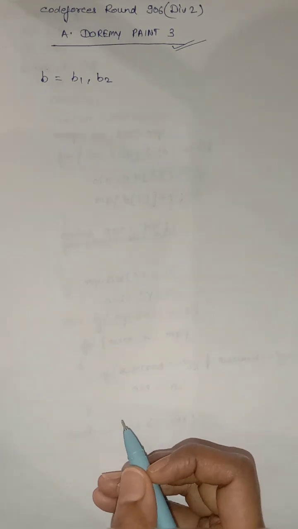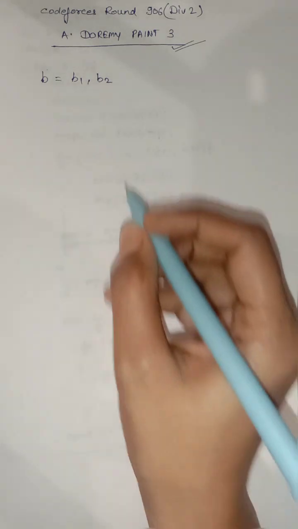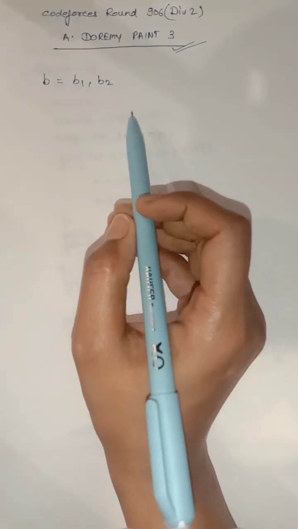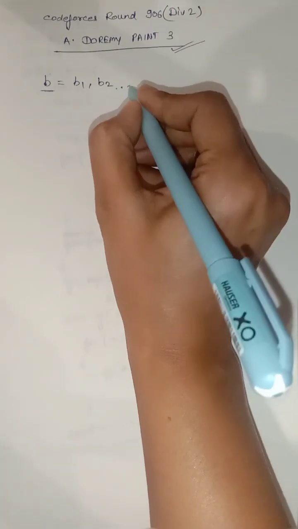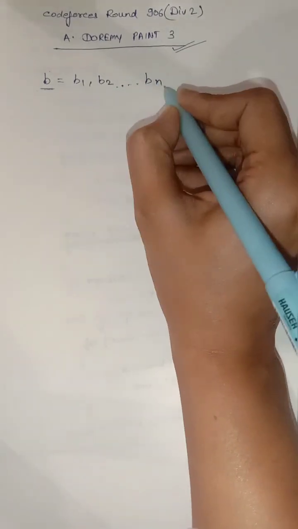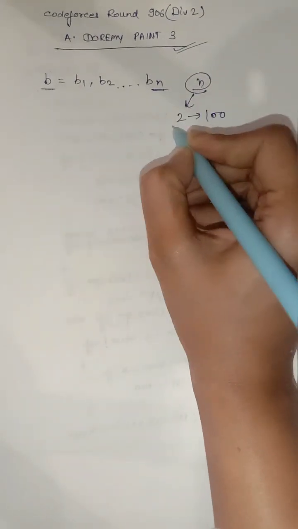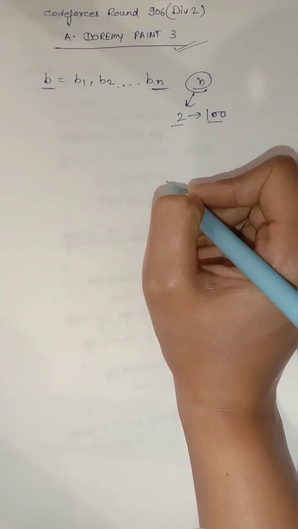So today we are going to discuss the problem Doremy Paint Tree of Div 2. So let's discuss the problem first. Let's say we are given an array B, and it is of size n. n can vary from 2 till 100, including 2 and 100.